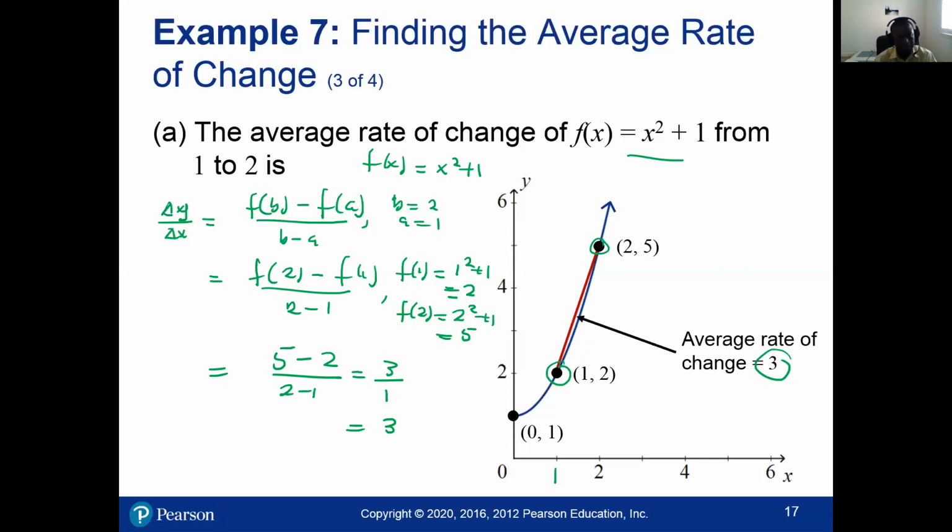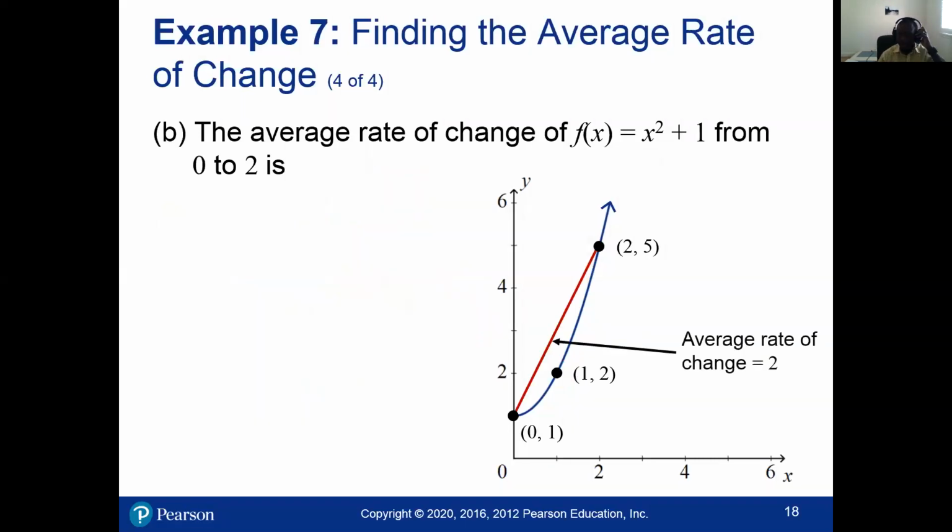We will repeat it for the second part using the same function and the same graph. The average rate of change between x equal to 0 and x equal to 2, like I said, is the slope of the line joining the points at x equal to 0 and x equal to 2. And so we have change in y over change in x equal to f of 2 minus f of 0 divided by 2 minus 0.